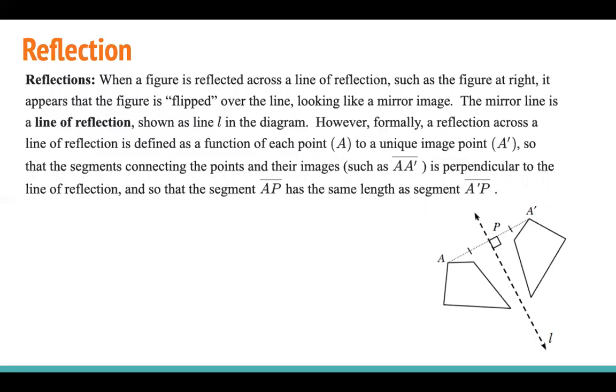However, formally, a reflection across a line of reflection is defined as a function of each point A to a unique image point A prime, so that the segment connecting the points is perpendicular to the line of reflection. On the segment, the distances from A to the line, AP, and then PA prime, are equal. So it's the same length on either side.